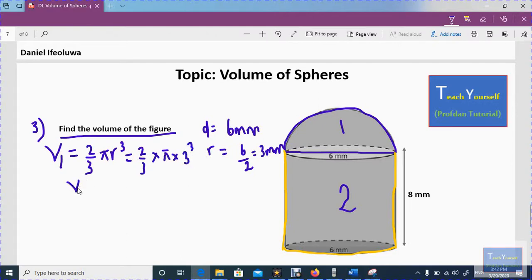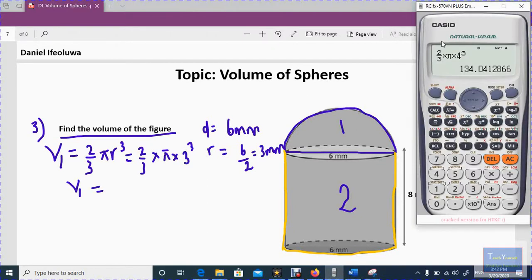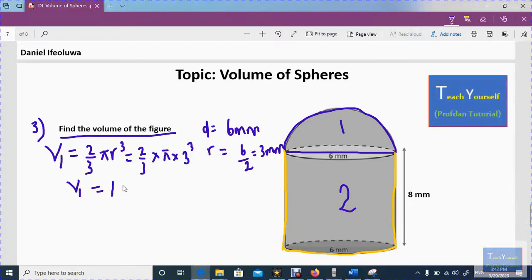So my V1 will give me, let's press the calculator. I have 2 over 3 times pi times 3 raised to power 3. My final answer, 18 pi. So the volume of the hemisphere is 18 pi. I'm leaving the answer in terms of pi for now. So we have millimeter cube.